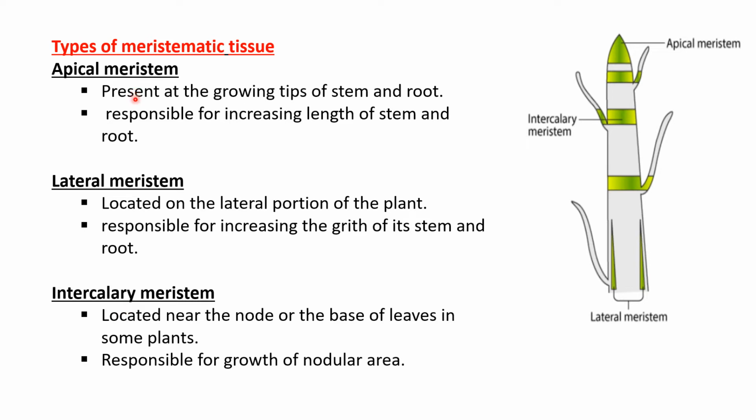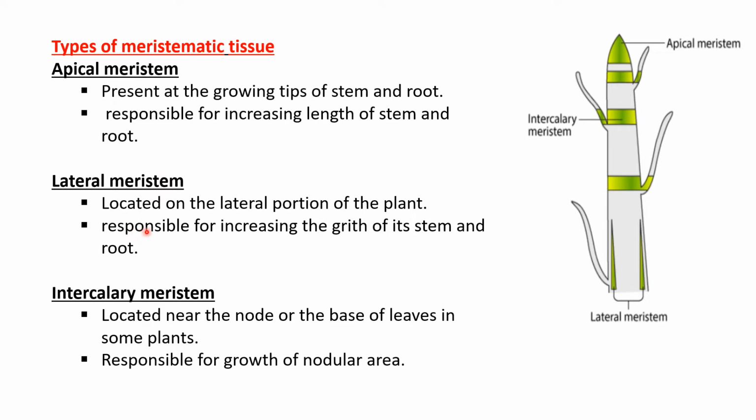First one, apical meristem, present at the growing tips of stem and root. In the picture on the right side, you see the green mark at the tip of the stem. The meristematic tissues in this portion are called apical meristematic tissue. These meristematic tissues are responsible for increasing the length of stem and root. So these apical meristematic tissues are responsible for this particular portion's growth.